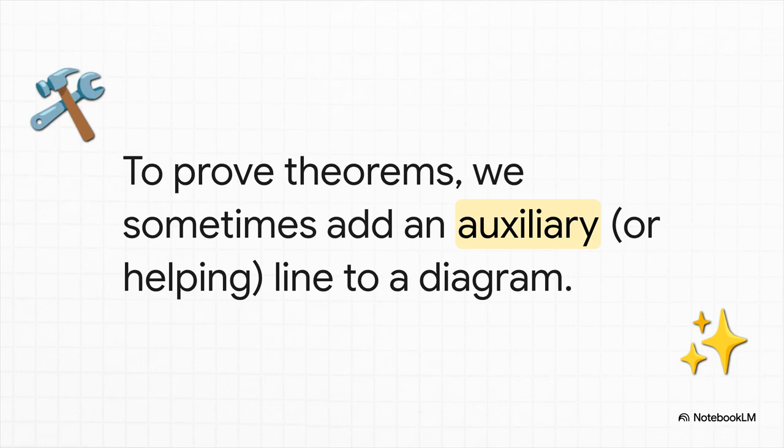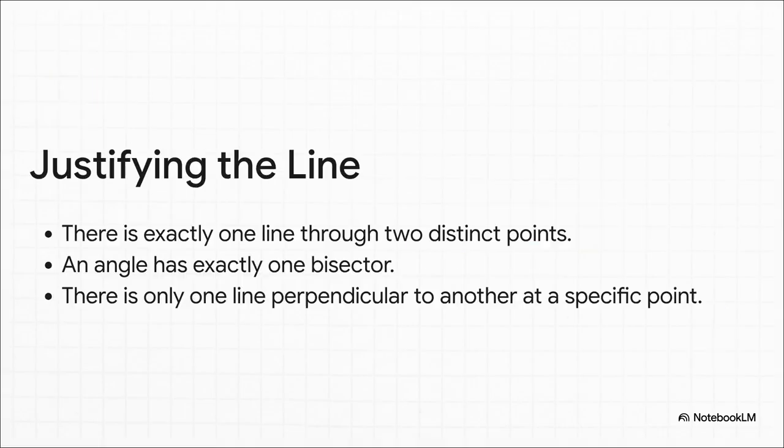Now, before we get to the rule itself, I want to let you in on a little secret, a tool that geometers use all the time. It's called an auxiliary line. Basically, it's a helping line that you can add to a diagram to help you prove something. It's like a secret weapon for finding hidden connections in a shape. But you can't just go drawing lines wherever you want. That would be chaos. There are rules.